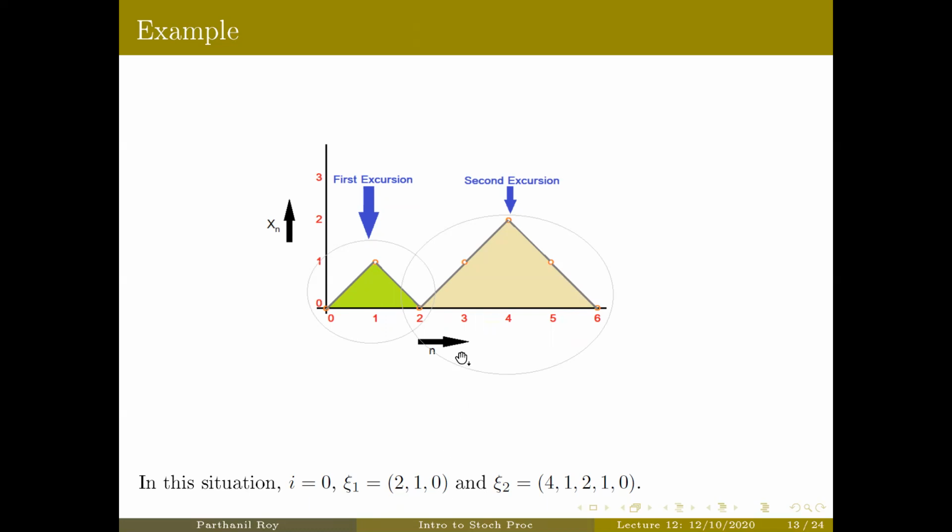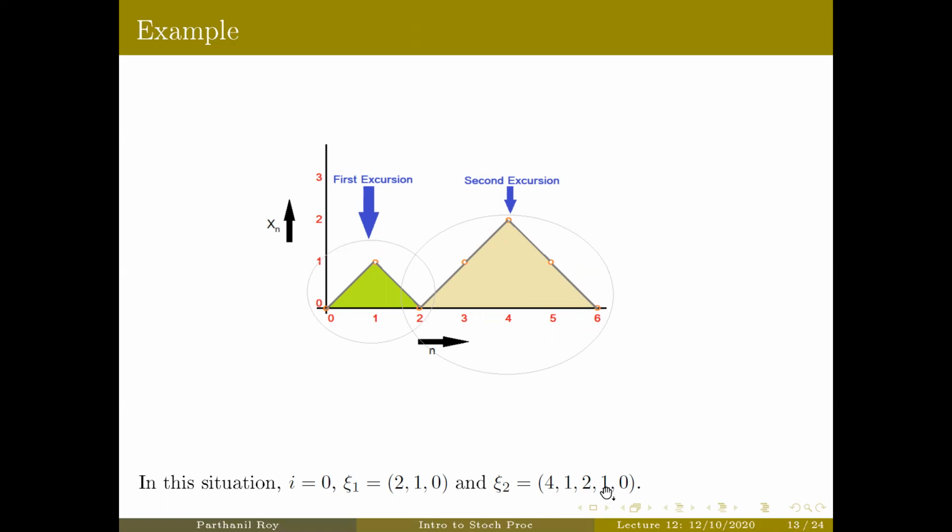Similarly, psi 2 would be, first you look at the length of the excursion. In this case, it's 6 minus 2, which is 4. 6 is the second return time. 2 is the first return time. So alpha 2 is 6 minus 2, which is 4, followed by 1, 2, 1, 0. Okay? And so on.